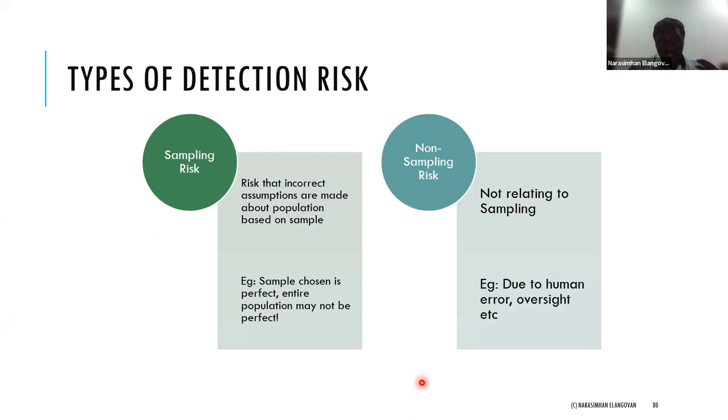Detection risk is of two types: sampling risk and non-sampling risk. Sampling risk, very important, is the risk that I am drawing a conclusion based on the sample taken. That means I verified the sample, everything looks okay. The risk is that by looking at the sample, I've concluded, and it may be right, it may not be right. What are the conclusions I'm drawing? Everything as per sample looks okay, therefore our company is okay. Or everything as per sample is not okay, therefore the company is not okay. So these are called sampling risk.